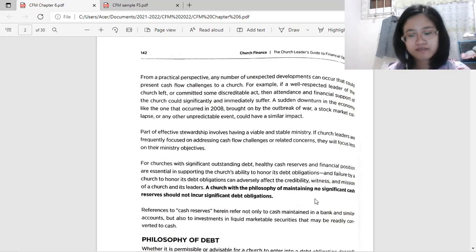The other one for organizations: in personal finance, it's 3 to 6 months worth of revenue or of salaries. For organizations, it's 25 to 50% of their annual cash revenue. So in a way, it's also 3 to 6 months worth of their total income.